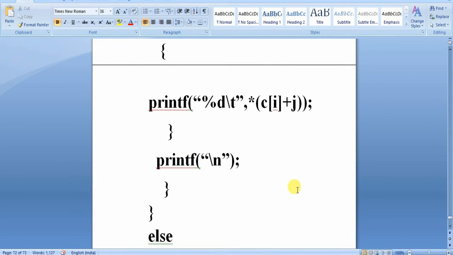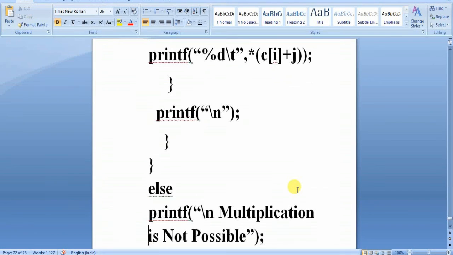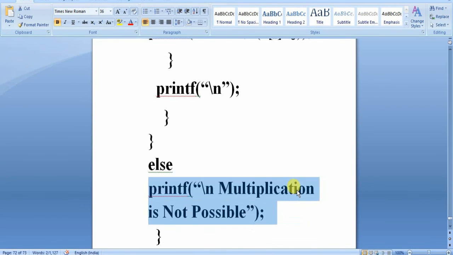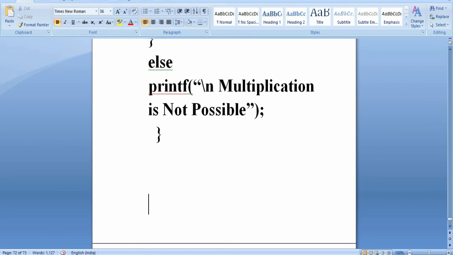Then if C1 is equivalent to R2, and if the condition is false, the control is passed to else. Here we are going to use printf to say that multiplication is not possible. So in our program, it prints the multiplication of two matrices when the number of columns of A matrices is equivalent to the number of rows of B matrices; only then is multiplication possible. Otherwise, multiplication is not possible here. So users, you may now understand the difference between matrices addition as well as matrices multiplication here.